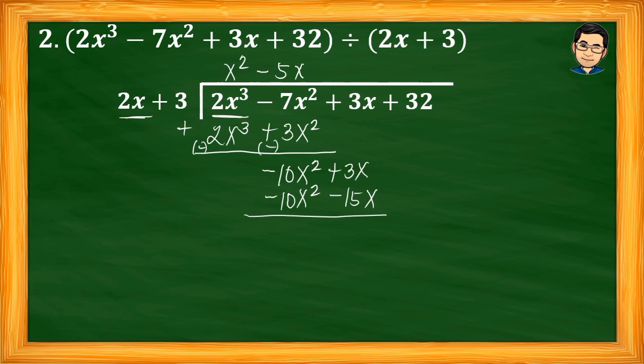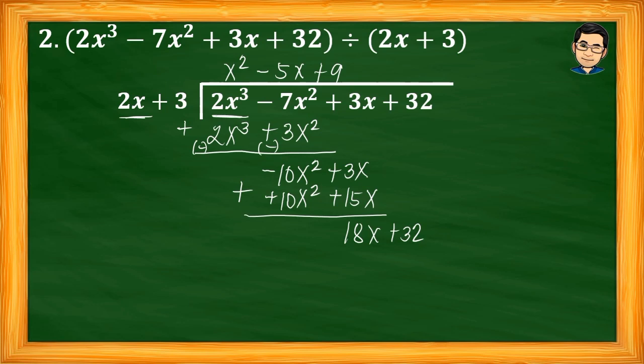And then, we subtract. So, itong negative 10x squared magiging positive. Itong negative 15x magiging positive. And then, magiging addition. Negative 10x squared plus 10x squared, that is 0. 3x plus 15x, that is 18x. And then bring down 32. Finally, 18x divided by 2x, that is 9.